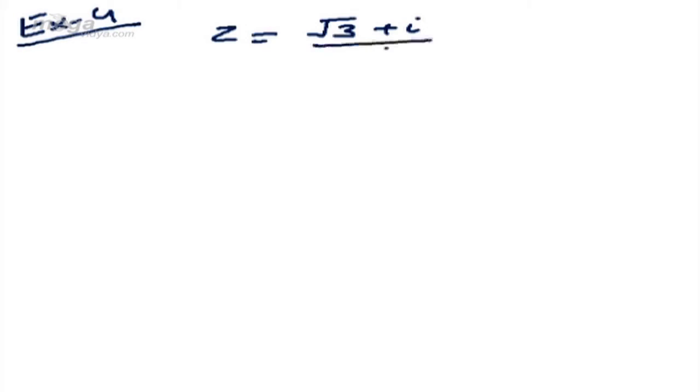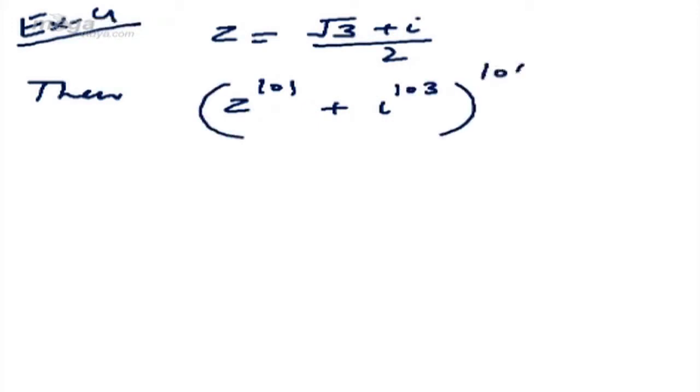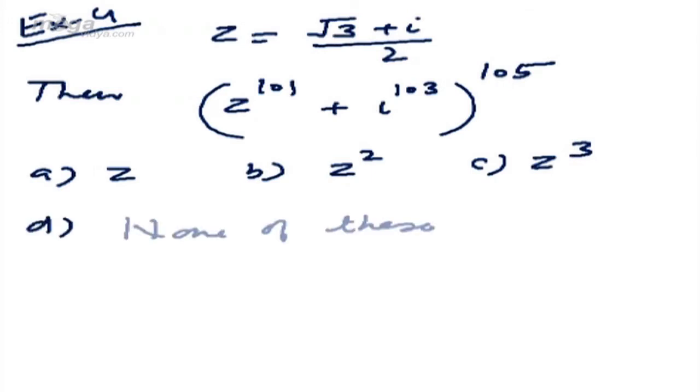Let us come to example 4 based on the cube roots of unity. If z is equal to (√3 + i)/2, then (z¹⁰¹ + i¹⁰³)¹⁰⁵ is equal to: A is z, B is z², C is z³, and D is none of these. Let us come to the solution.